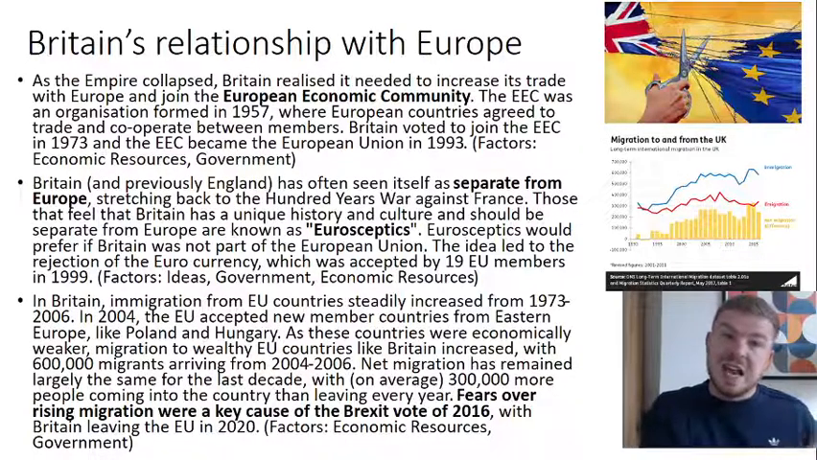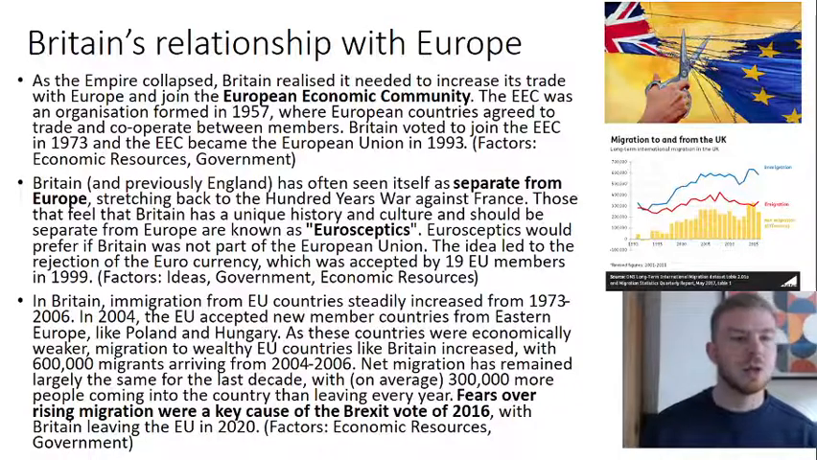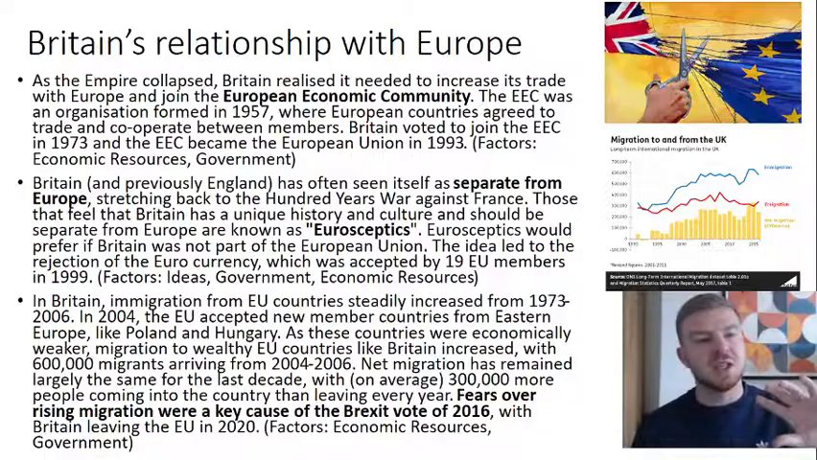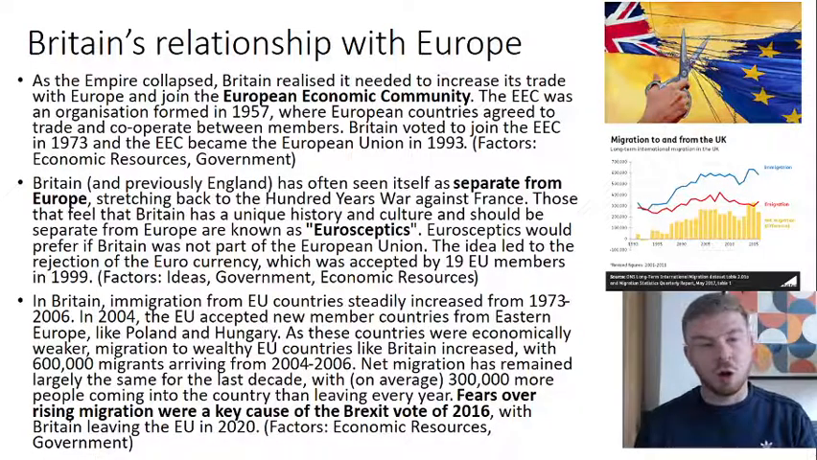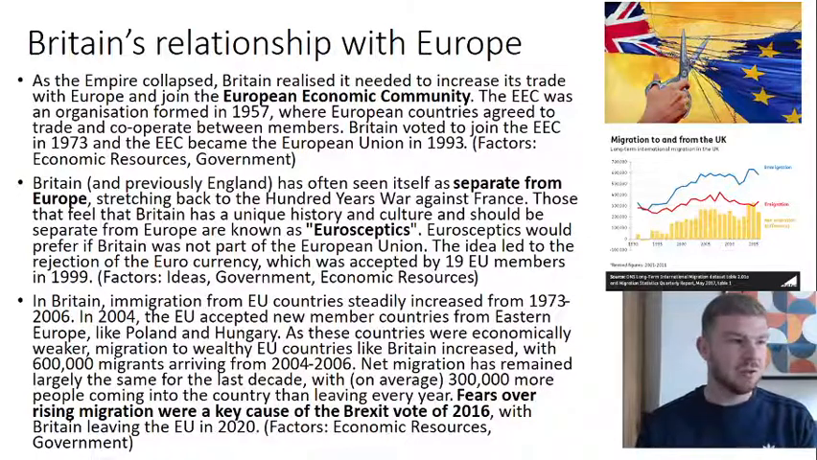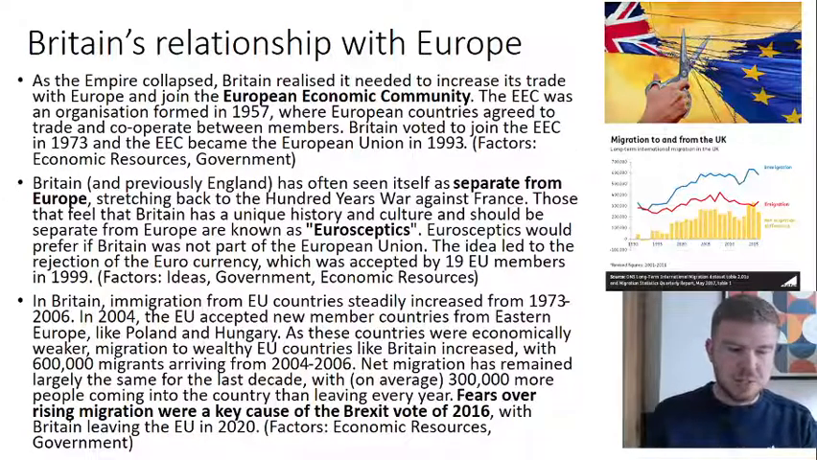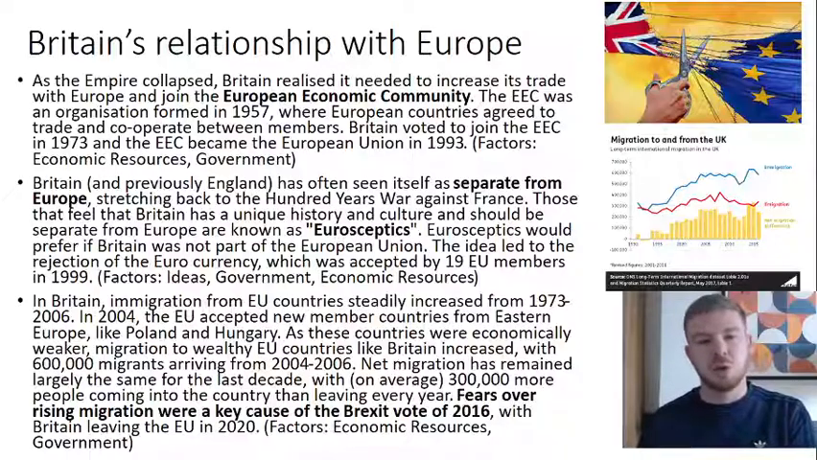Britain, and previously England, before the Union, before Britain became one country including Scotland and Wales, had often seen itself as separate from Europe, stretching back to the 100 Years' War against France. So thinking all the way back to Unit 1, we have England fighting against France, and at the end of it, the kings choose to speak English instead of French. It starts to create this idea that Britain is very, very separate from Europe.